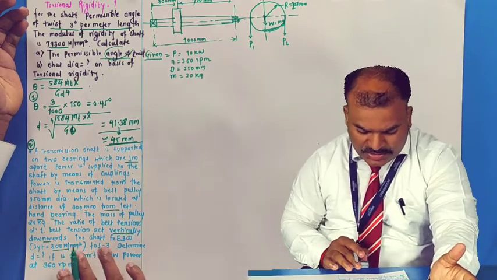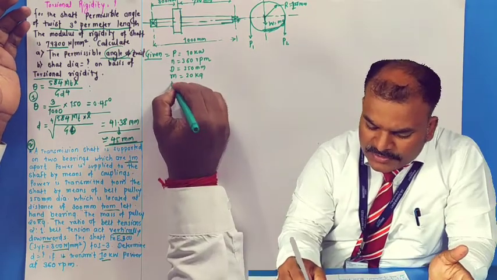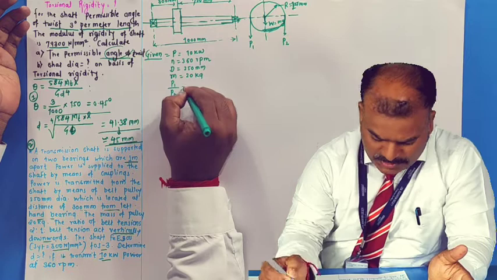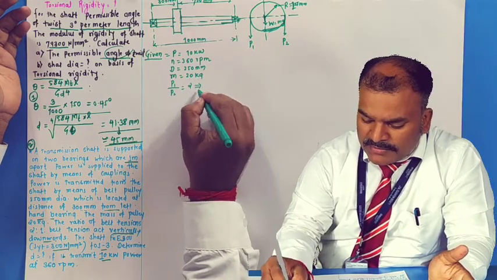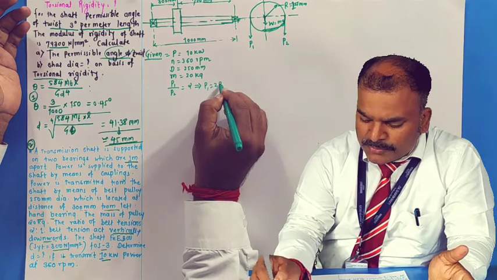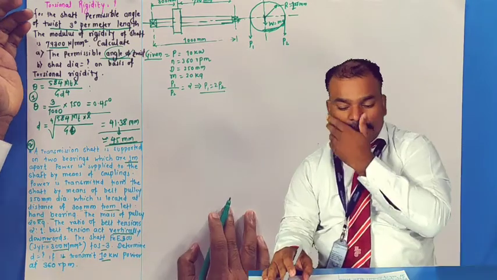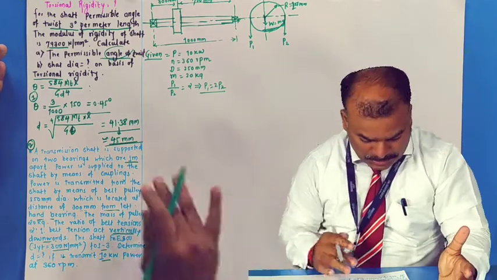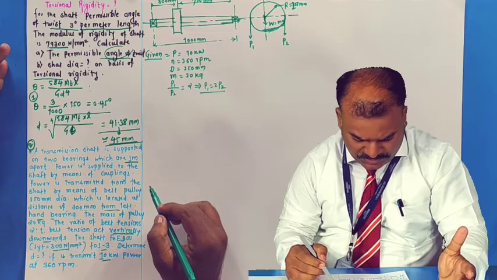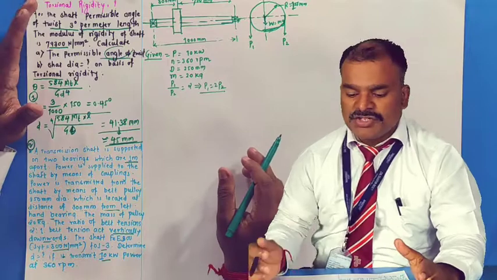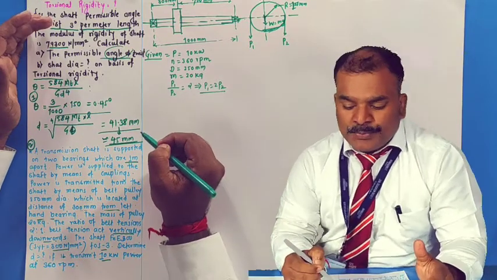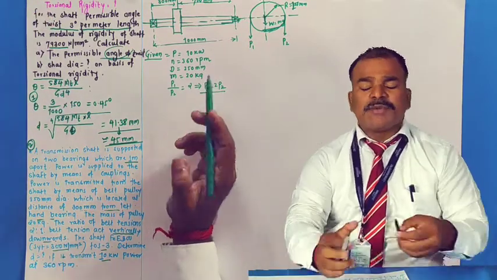Correct? So anything else? Yes. Tension on the tight side to the slack side, they have mentioned 2:1. So I can write P1 is equal to twice of P2 directly. Clear? So I don't think anything remains. Everything in this statement, whatever they have mentioned, I have put over here. So we'll start the step-by-step procedure.